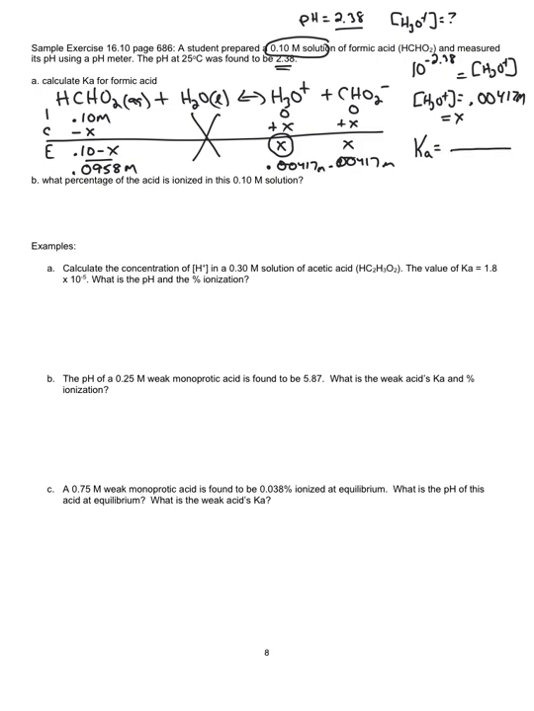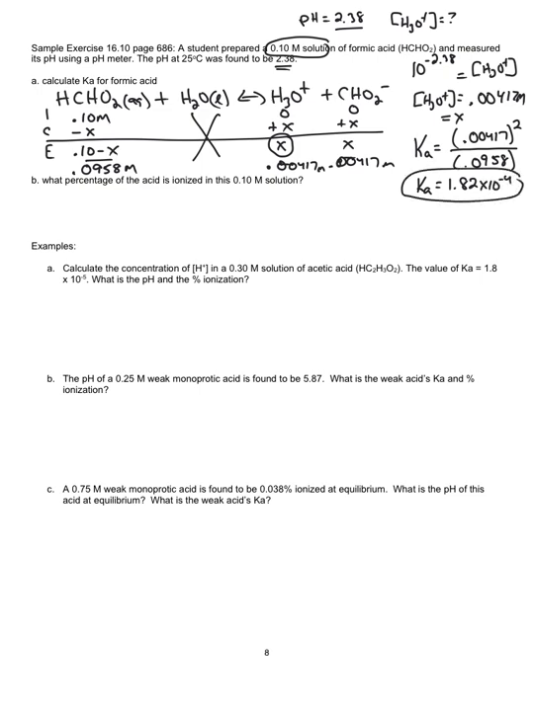The Ka will be products over reactants, so it's going to be 0.00417 squared because there's two of them. We're not going to multiply it by 2, but it's like x times x, which is x squared, over 0.0958. And we get a Ka with a value of 1.82 times 10 to the negative fourth.